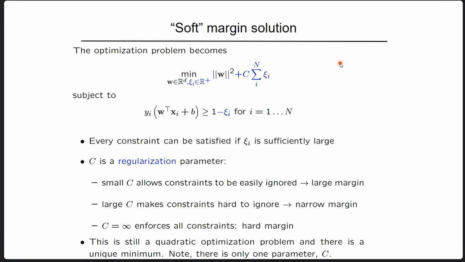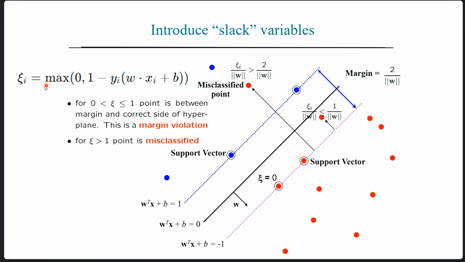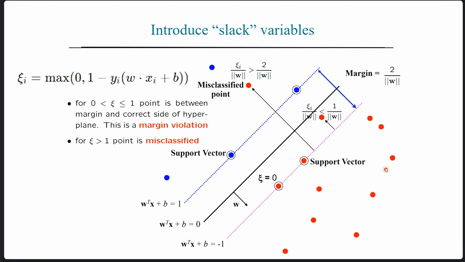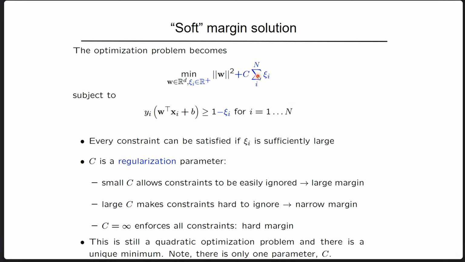So what we'll do is we'll basically calculate the zeta for all these points. Right. Zeta will become 0 for all these points which are correctly classified and way beyond the margin. And only for the values which are either misclassified or within the margin, zeta will have a positive value which is greater than 0. So we'll basically sum up all the values of zeta i and then multiply with the constant C.